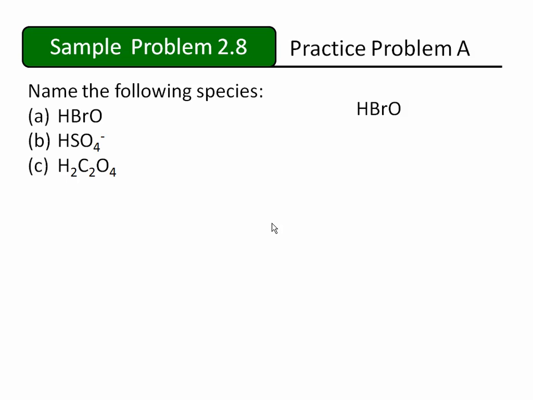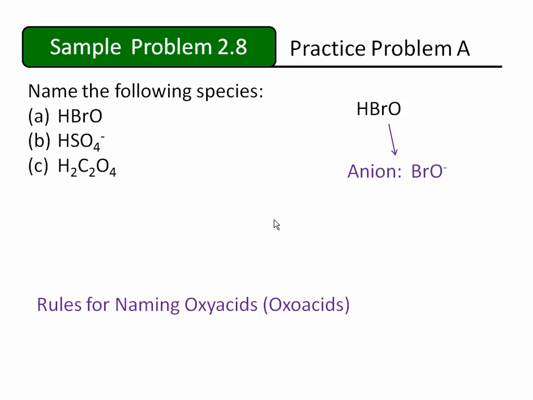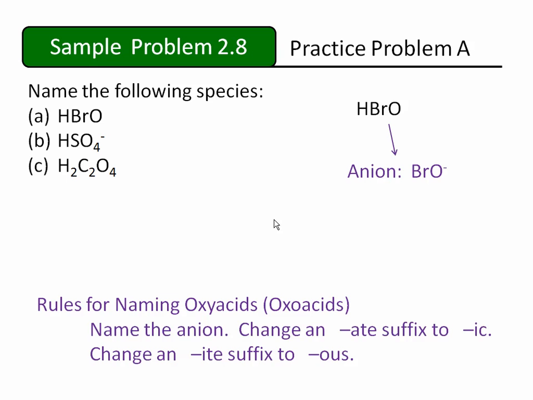We'll start with HBrO. This compound is an oxyacid, a compound composed of a hydrogen ion and a polyatomic anion. The anion in this compound is BrO with a charge of -1. We'll have to name this compound using the rules for naming oxyacids. Those rules force us to examine the anion and change the name of the anion to the correct suffix when we form the acid name.